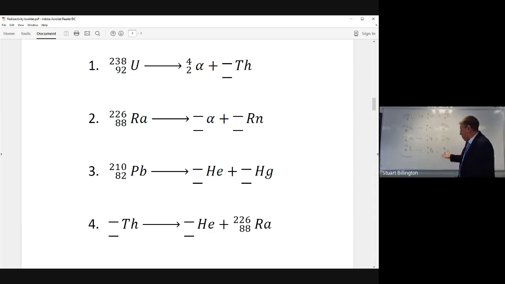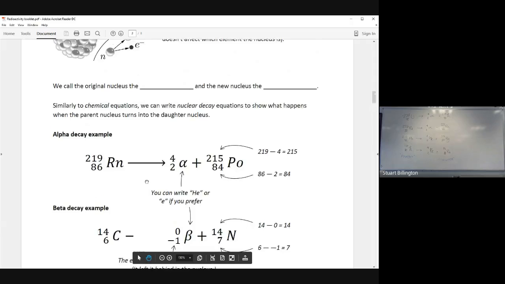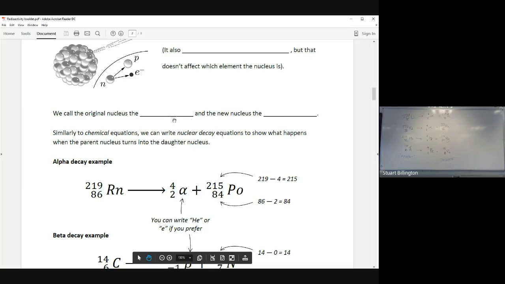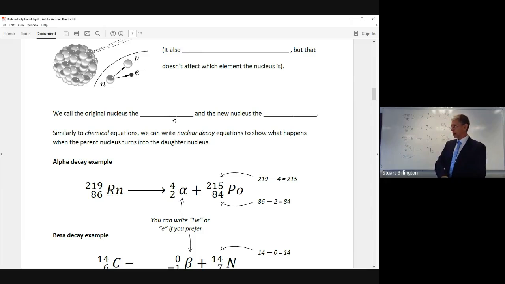So I don't know where the language came from. I don't know why we use those words, but just like you know what a reactant and a product is in chemistry, I need you to know that a parent nucleus decays into a daughter nucleus, which is probably a bit messed up. Okay, so back up on the PDF, that's what goes in that little gap there. It says we call the original nucleus the parent and the new nucleus the daughter. So if you could just scribble that in the back of your book as well, so that we are ready to transfer it to your handout when you get it.